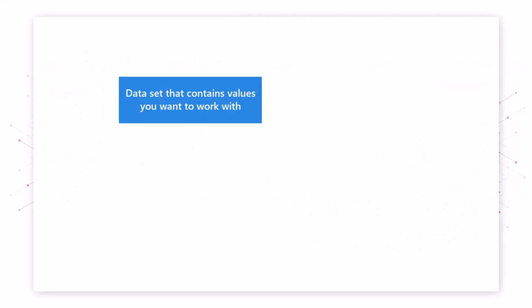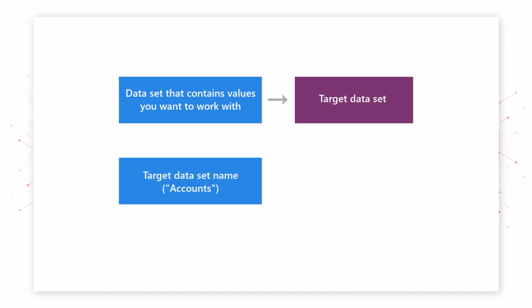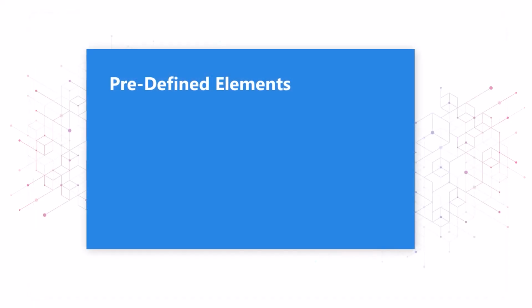The dataset that contains the additional values you want to work with is called the target dataset. You can use the name of the target dataset, here accounts, as the link name as well. For this demonstration, we've already named our link and specified our key. We haven't created the link rule yet, however, so let's do that now.